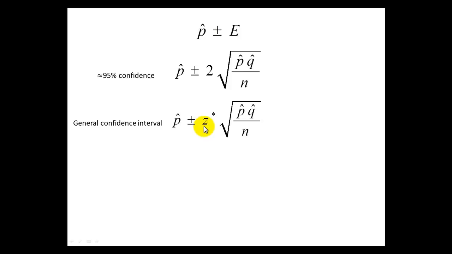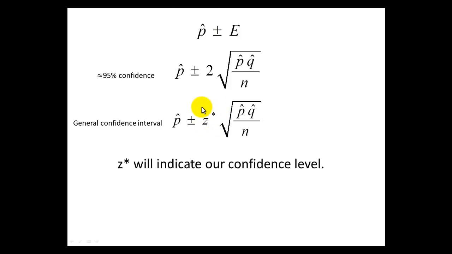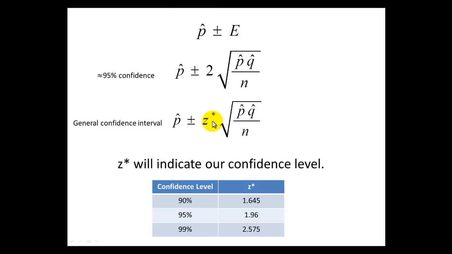So what this will allow us to do is change our confidence. Perhaps you might want to do a 90% confidence interval or a 99% confidence interval. These are all very popular confidence intervals. All you have to do in order to change your confidence level is to alter z-star. Z-star is given for each of these very common confidence intervals listed here to the right.